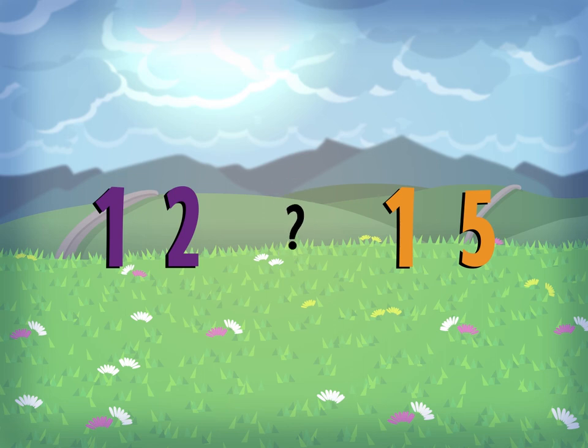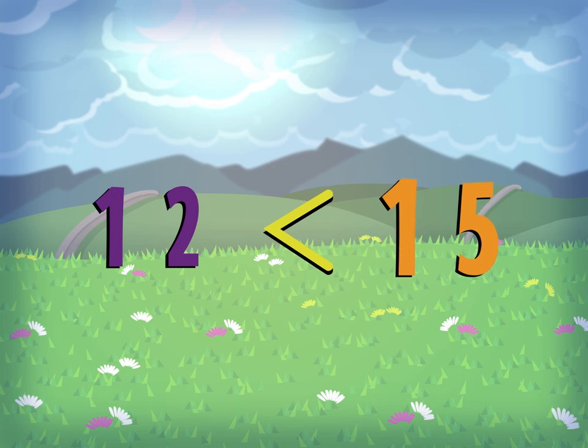To show that, we use the sign less than. Its point is facing the smaller number. To read this math sentence, we say 12 is less than 15 because number 12 has less ones than 15.